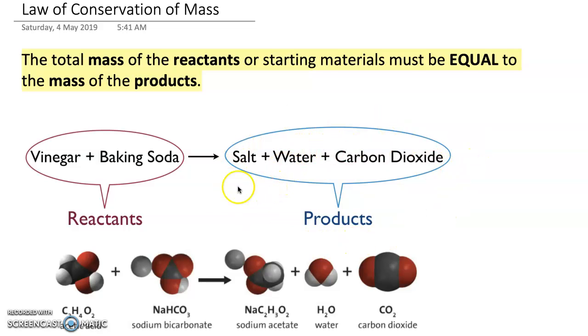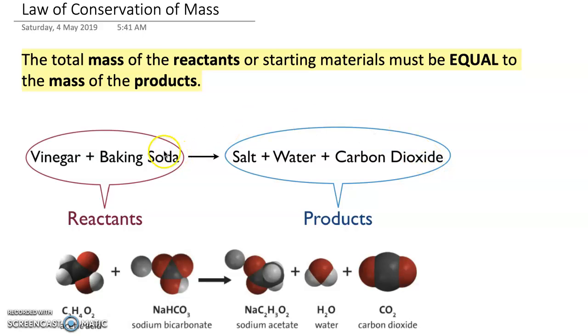And if you recall from the last video, we have our reactants here. It's vinegar and baking soda. There's an arrow in between the two sides because these are not equal. They don't end up being the same thing. They produce, or they turn into, the products, which are salt, water, and carbon dioxide.